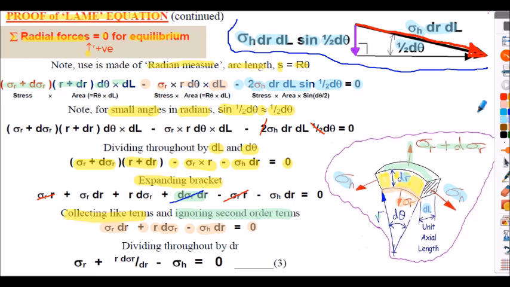On the next line, we simply divide it throughout by dr. So we end up with sigma r plus r d sigma r upon dr minus sigma h is equal to zero. Call that equation 3.